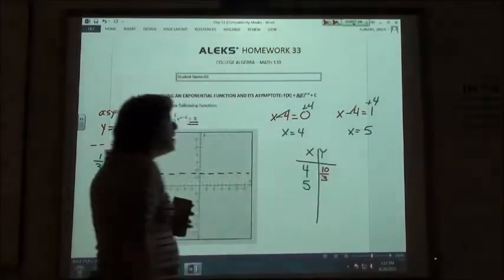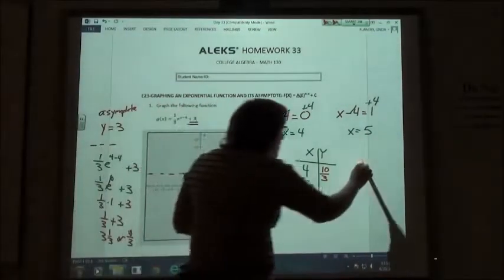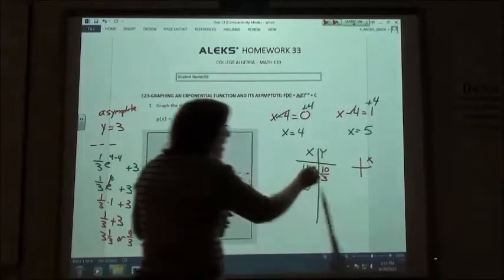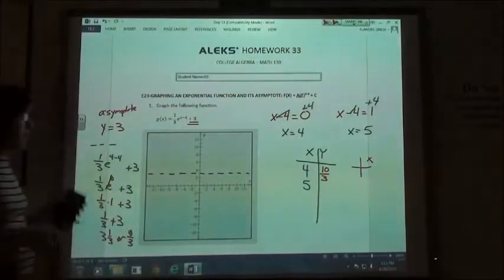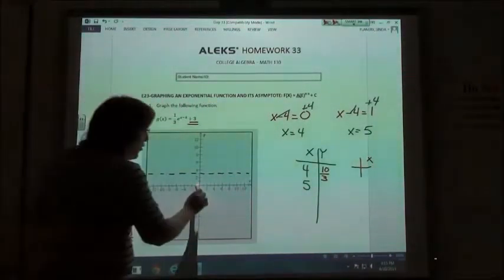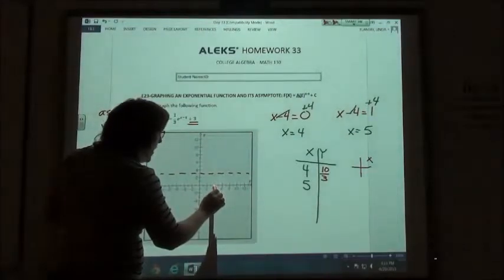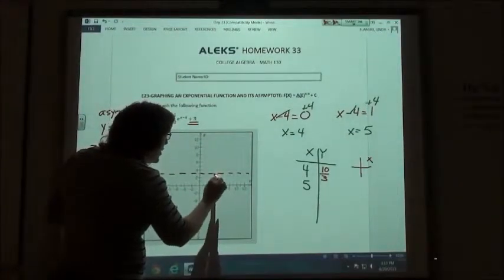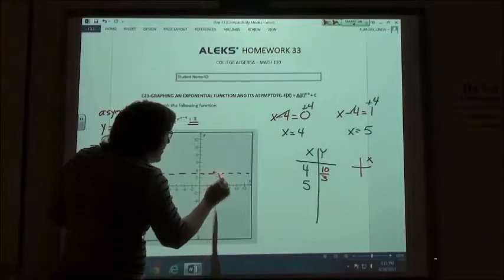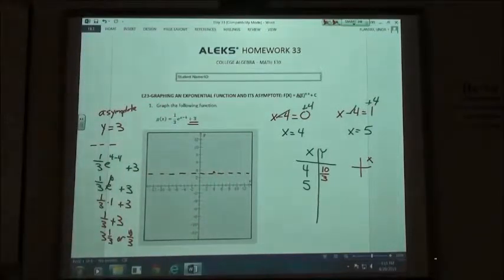We're going to let the computer plot that point. Use the plot point tool. Have it plot 4 with 10/3. For right now, we're going to estimate it. So 4 over, 10/3 is up 3 1/3. So it should be just a little bit above your asymptote. Right? 3 1/3.